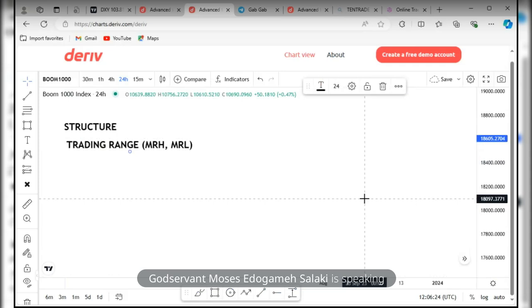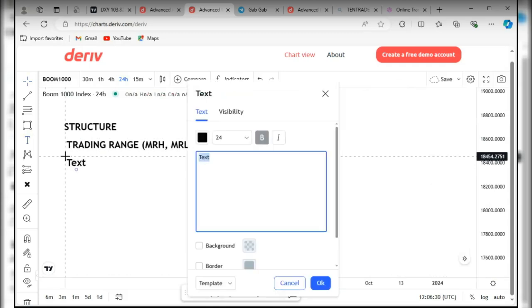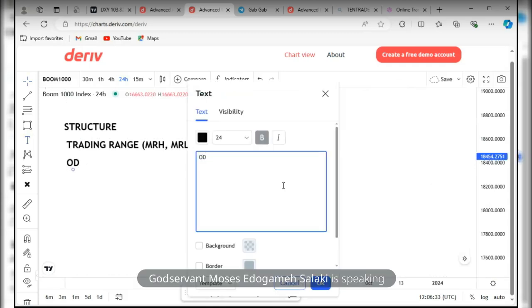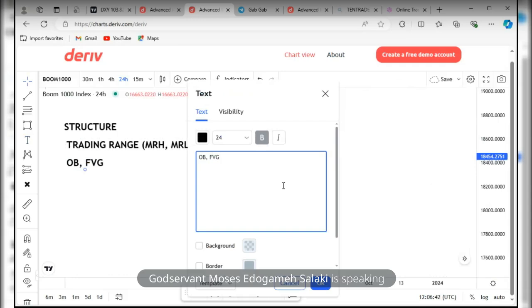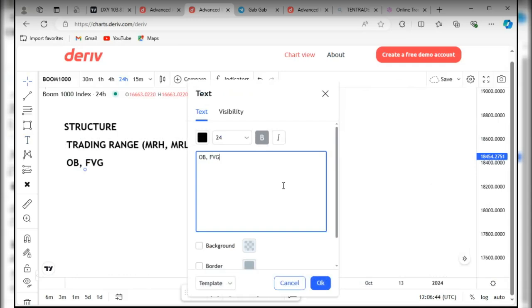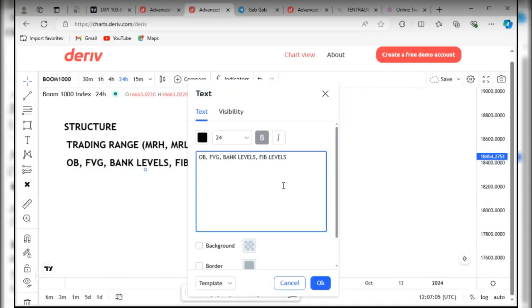So once you're able to identify this, the next thing you now begin to look for are your OBs, order blocks. You can now start looking out for your fair value gaps, imbalances, IPAs, depending on whichever term you want to use to call them. Same thing, right? And then your bank levels, you want to begin to look at bank levels. Want to look at FIB levels too. Okay, but we'll buy below 50% at discount and then we sell at premium.